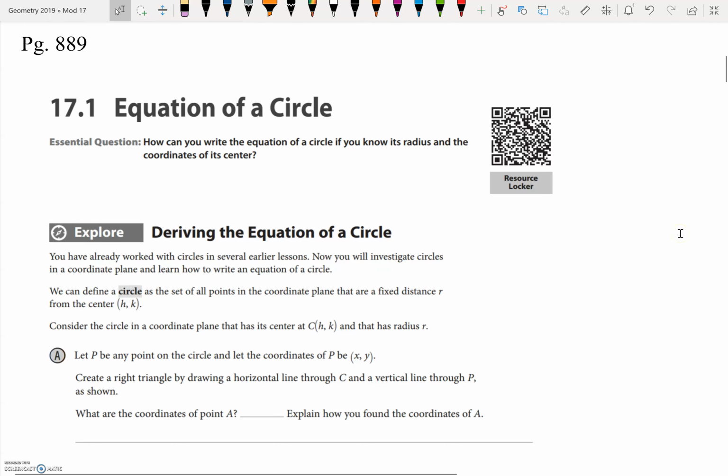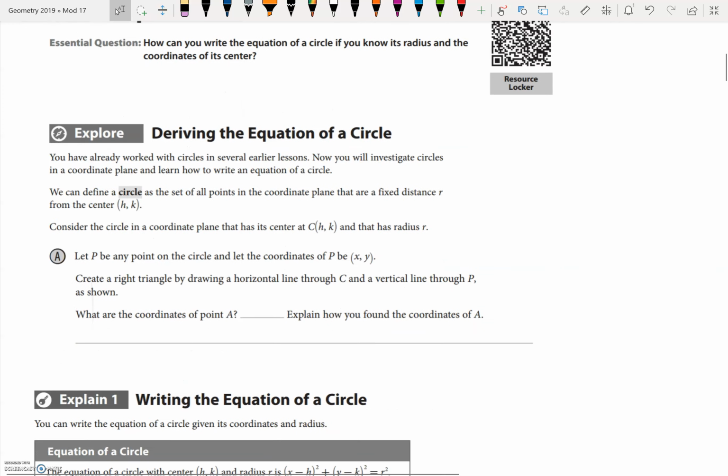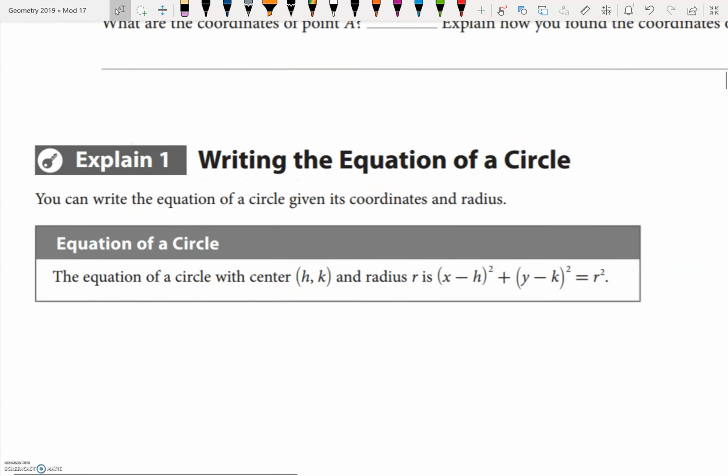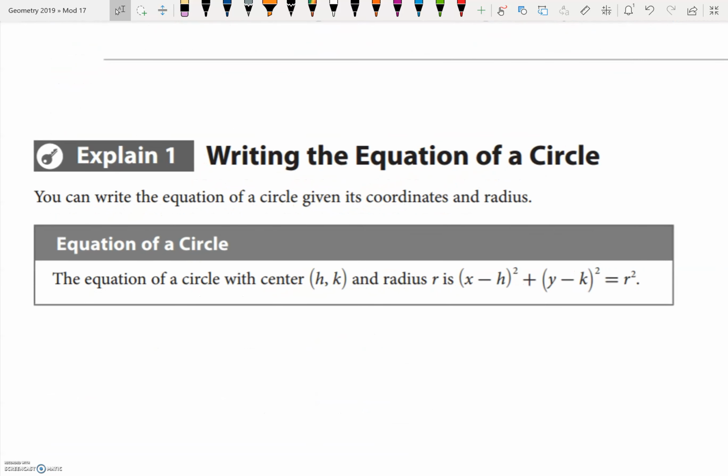We aren't going to go through the derivation of the circle just because we just don't have time for that. But here's the equation of a circle. So the equation of a circle has a center h and k, and it's got the basic part of a circle, so without an h and a k, is x squared plus y squared equals r squared.